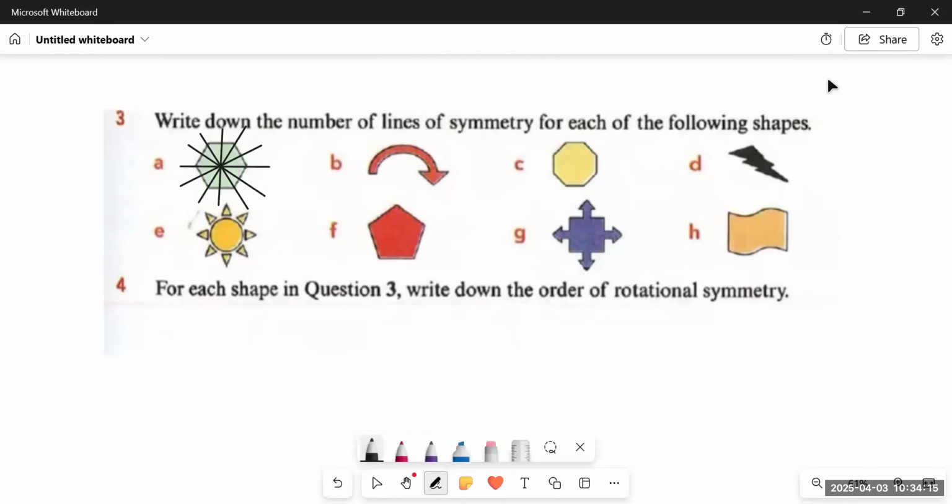Then we have a regular 1, 2, 3, 4, 5, 6, 7, right? Since we have 8 sides in this polygon and all 8 sides are equal to each other, it's a regular octagon. Okay, and since it has all 8 sides equal to each other, it will have 8 lines of symmetry in it. How? The same way. 1, 2, 3, 4. 4 lines of symmetry in the sides and then 4 lines of symmetry in the corners.